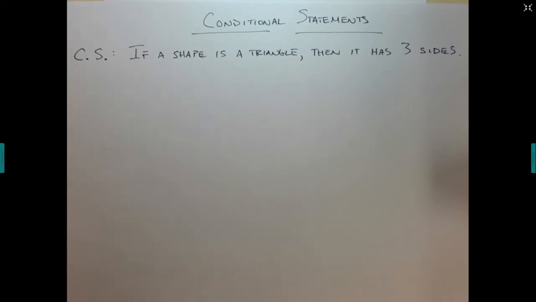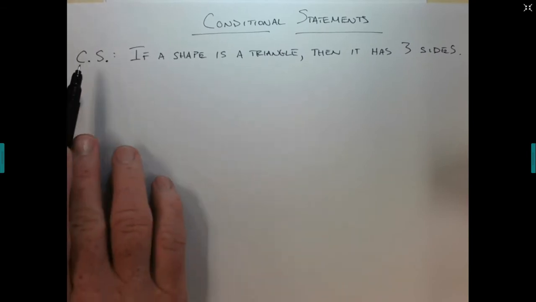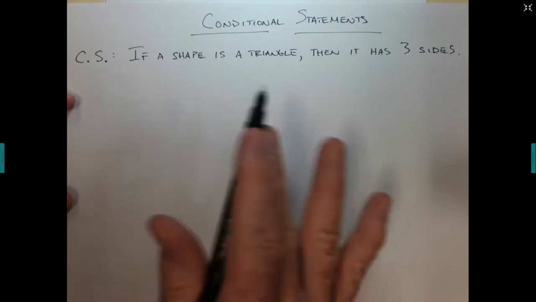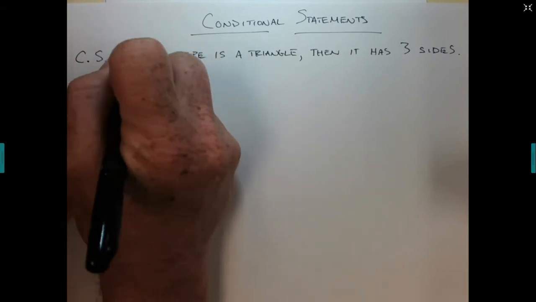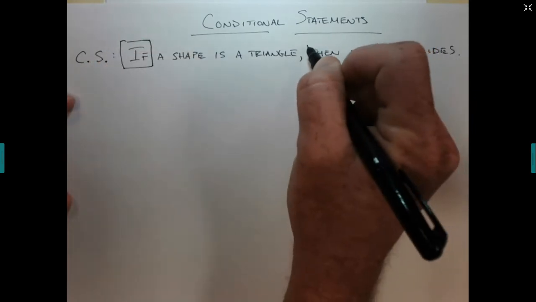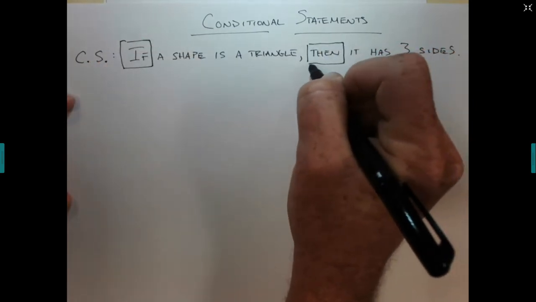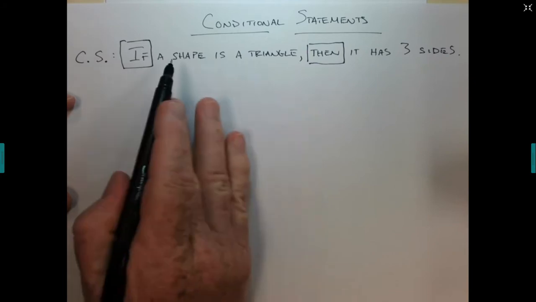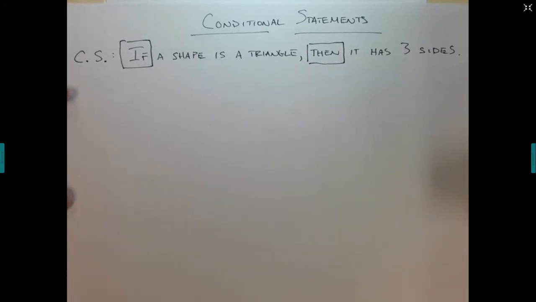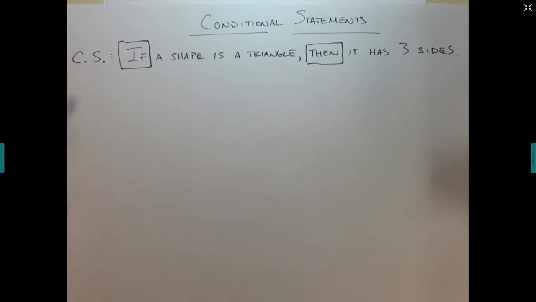All right, guys, today we're going to be taking a look at conditional statements. That's what CS stands for here. A conditional statement is often referred to as an if-then statement. All right, we're talking about if a certain condition exists, then we have a resulting idea coming out of it.